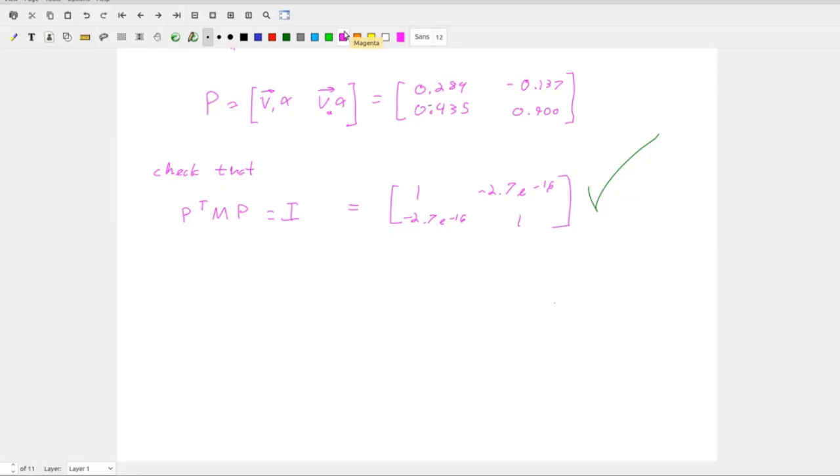Okay, so now we trust P, which is our modal matrix. So let's use P to go into our modal space. Let's take that trip on that magical animal thingy into the modal space.